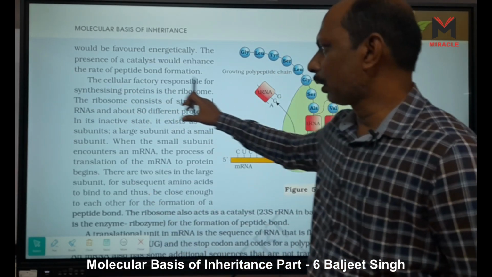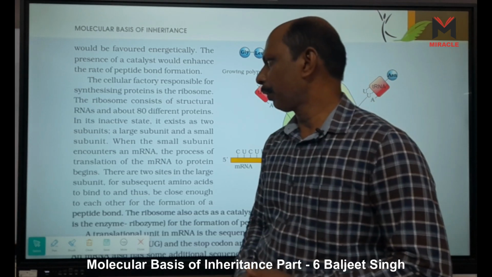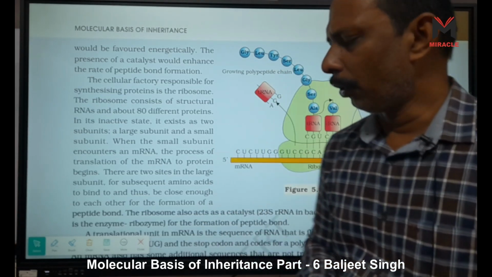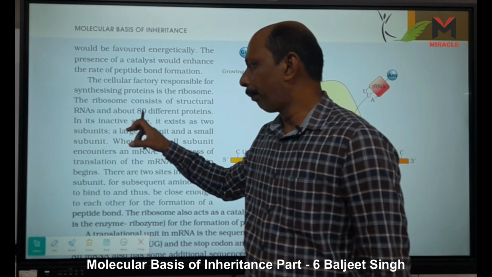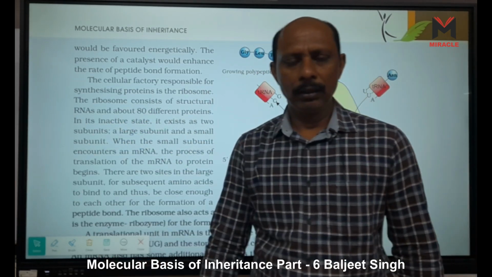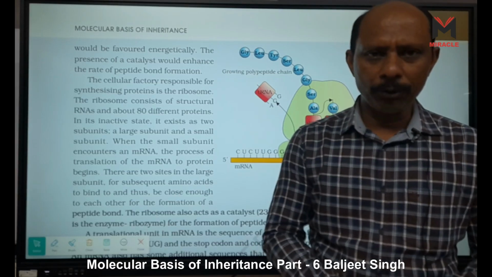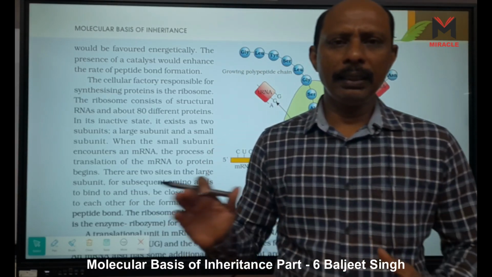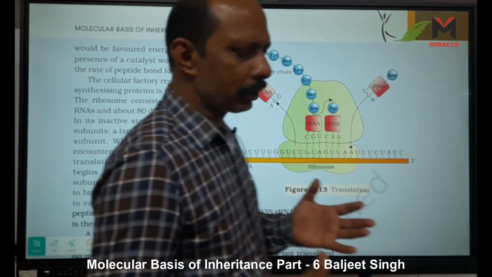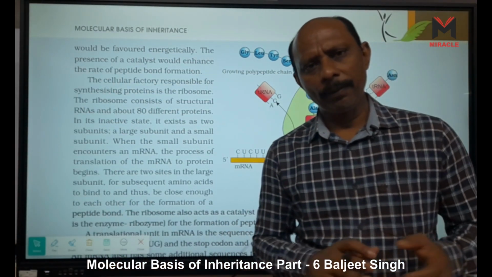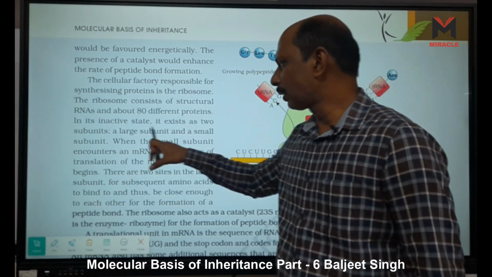The cellular factory responsible for the synthesis of protein is the ribosome. Ribosomes are also called protein factories, because they provide the platform where protein synthesis occurs. So it is called the factory. The ribosomes consist of structural RNA and about 80 different types of proteins. We already know the structure of ribosomes. When I told you about ribosomal RNA, I told you a ribosome, either 70S or 80S, is made up of 2 units, and these are also made up of specific RNA. In its inactive state, it exists as 2 subunits, one large subunit and a small subunit.